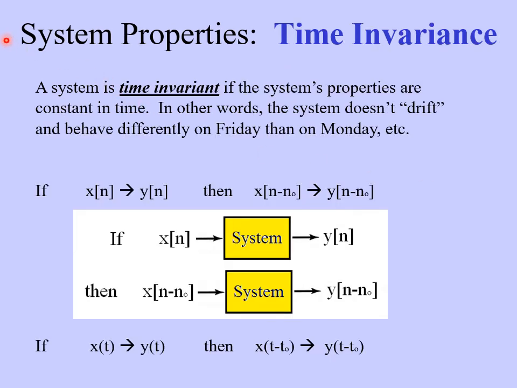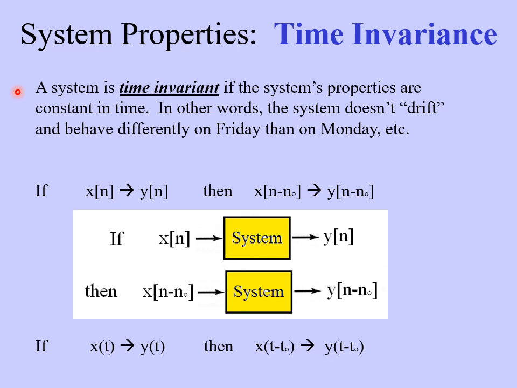The other important property is called time invariance. A system is time invariant, which means it doesn't change with time. A system is time invariant if the system's properties are constant in time. In other words, a system doesn't drift and behave differently on, say, Friday than it did on Monday.